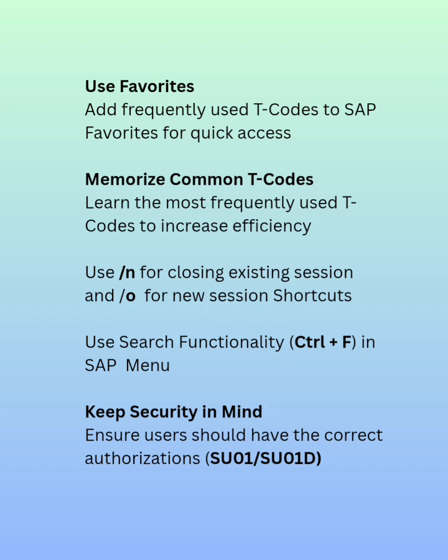You can use /n and /o shortcuts while you are accessing the T-codes, and also the Ctrl F functionality, and so on and so forth. One last thing is you always need to ensure that you have the right authorizations to access your T-codes. You can check SU01 or SU01D if you have the access to those specific T-codes that you are looking for.